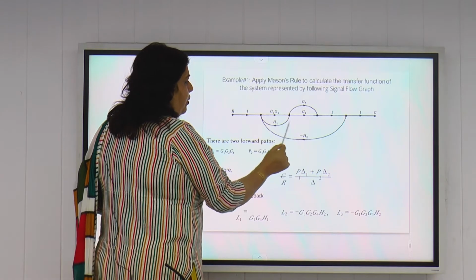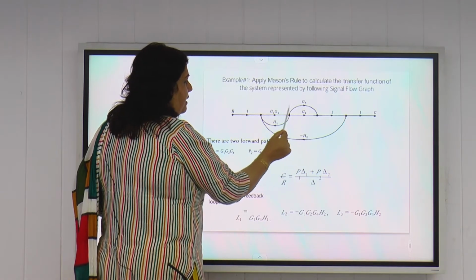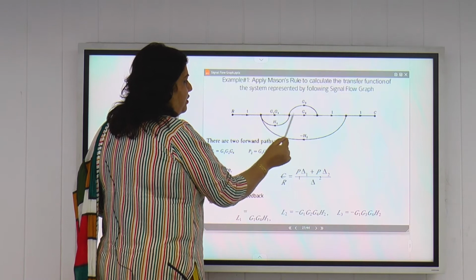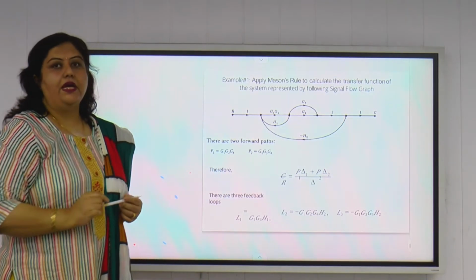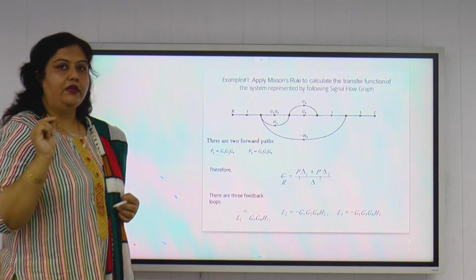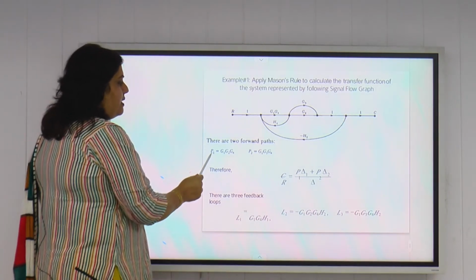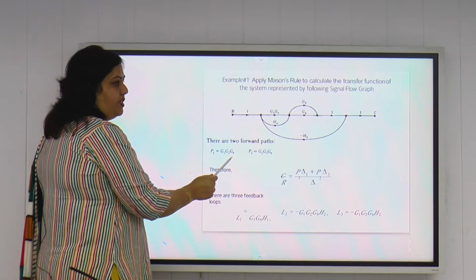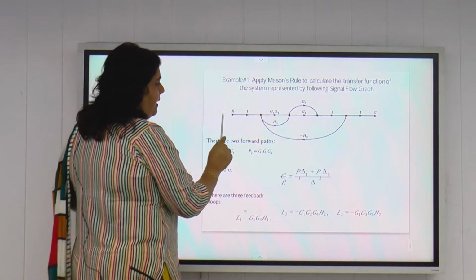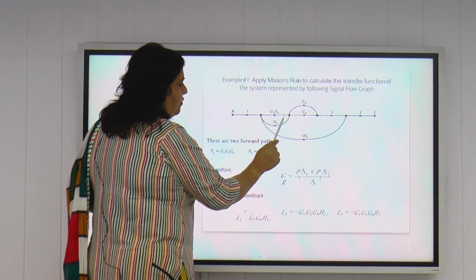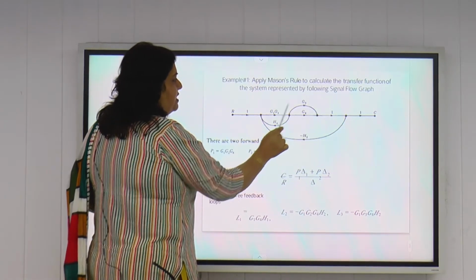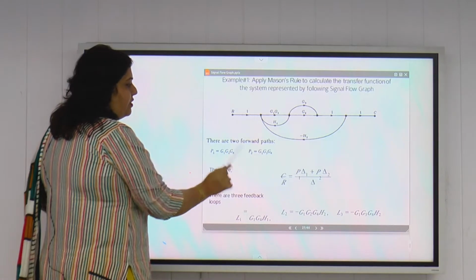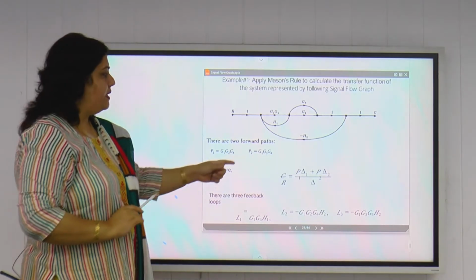So on the whole we have the transfer function of the first forward path, G1, G4 into G2. We represent it by P1, because Pi is the gain of the forward paths. So P1 is the first forward path having the transfer function G1, G2, G4. Another forward path is here. We start from R, we go through G1, G4, we go through G3 and then we reach C. So G1, G3, G4 is the transfer function of the second forward path, and that is represented by P2.